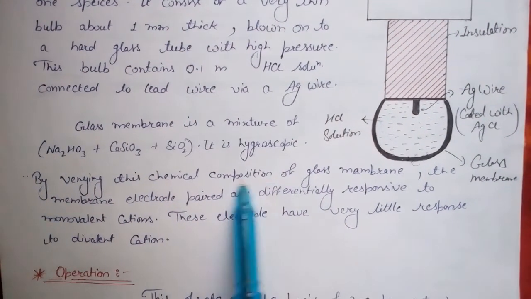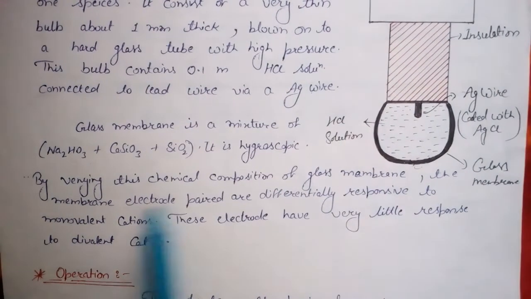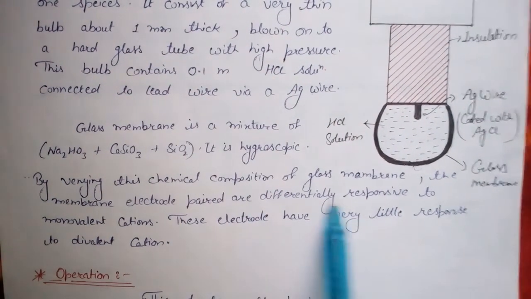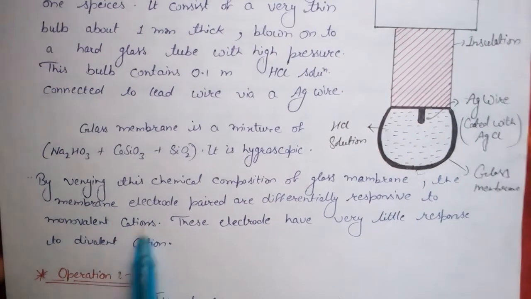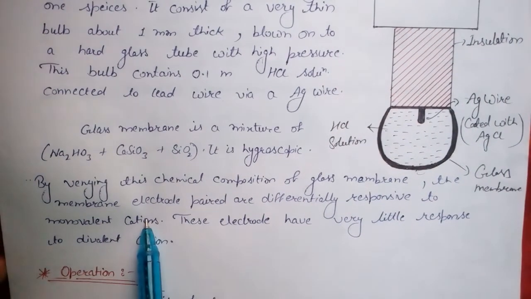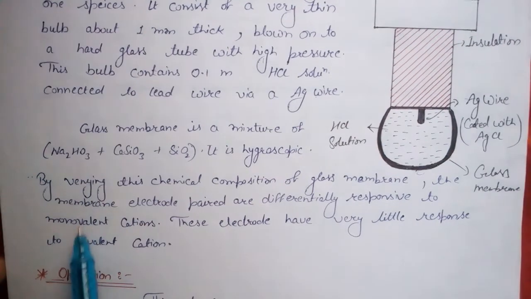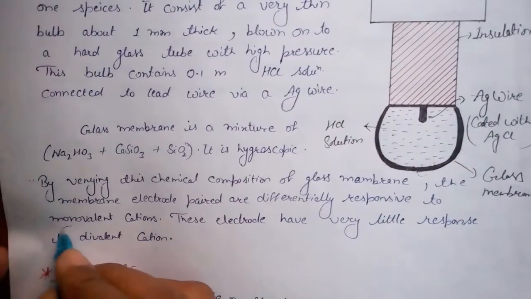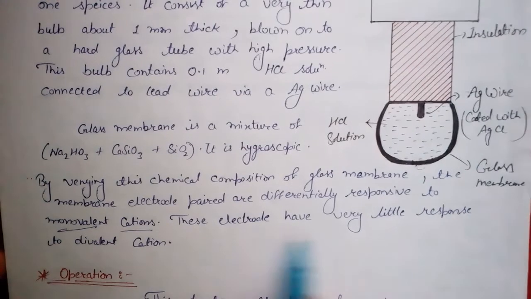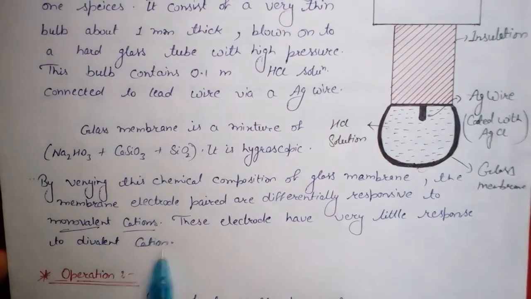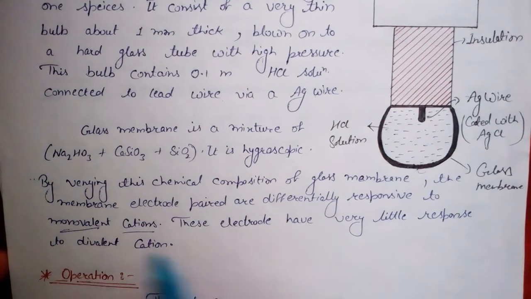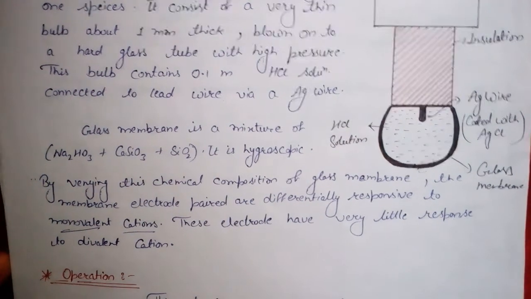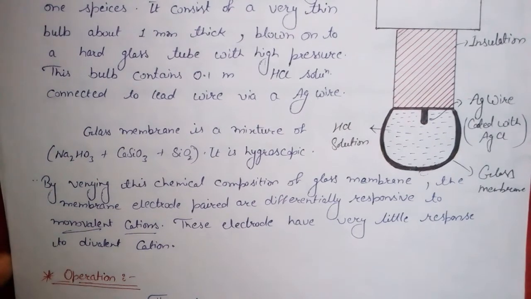By defining this chemical composition of glass membrane, the membrane electrode pair are differently responsible to monovalent cation. This is another selectivity, that it is only responsive to monovalent cation. Is that clear? These electrodes have very little response to divalent cation. It means they are generally little responsive for divalent. So you can say they are only selective for monovalent.